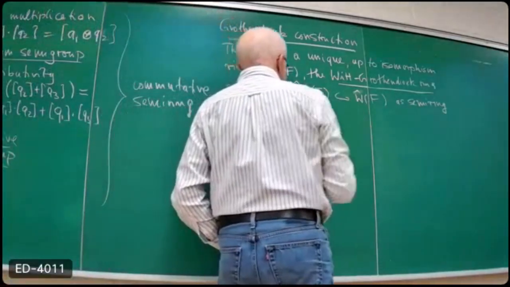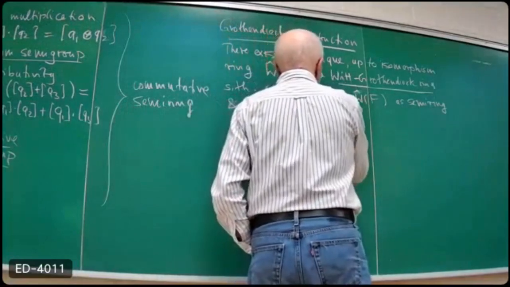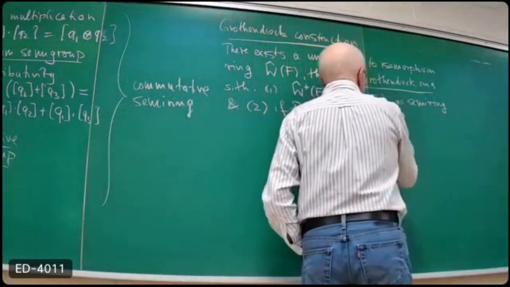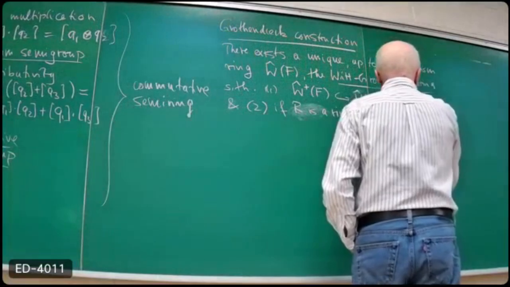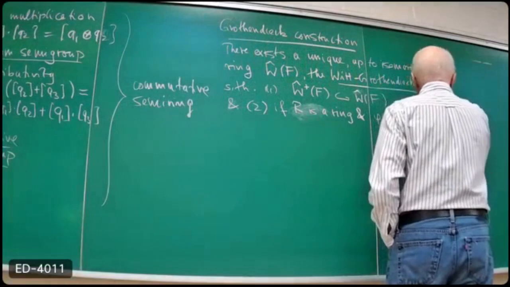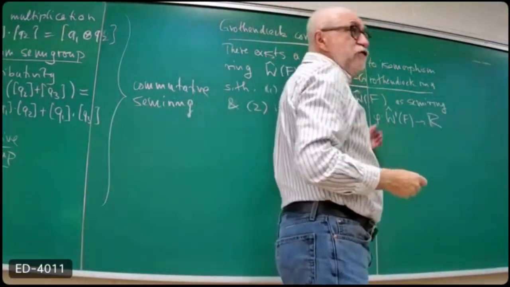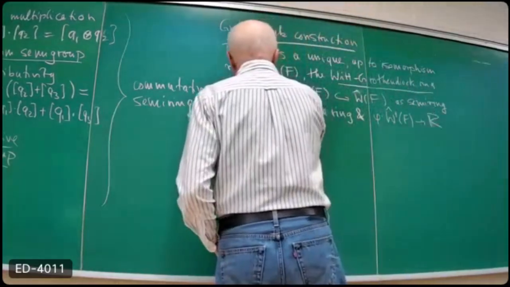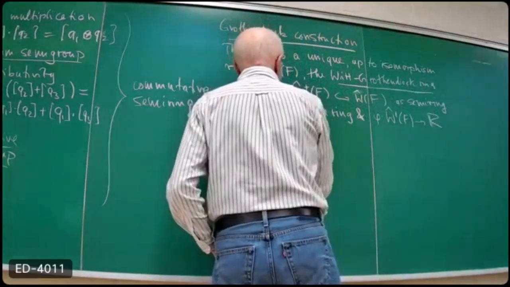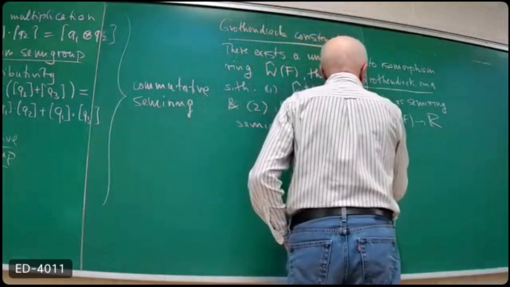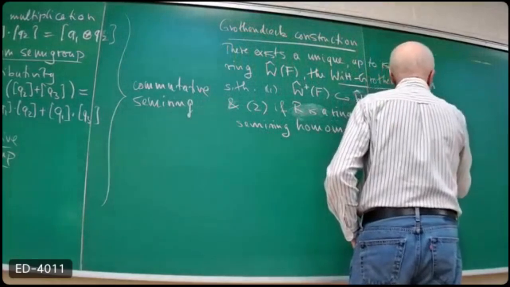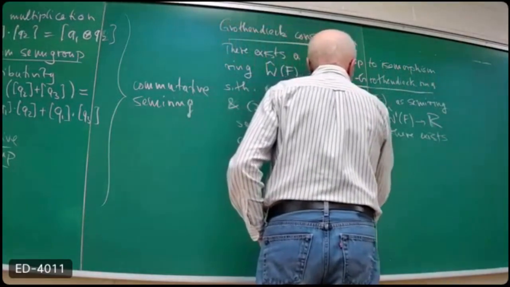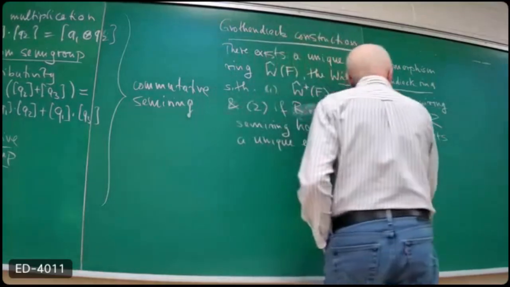Namely, if R is a ring and phi is a map from our semi-ring to our ring R, and this should be a semi-ring homomorphism, R is a ring, so I can do that, a semi-ring homomorphism, then there exists a unique extension to the Witt-Grothendieck ring.